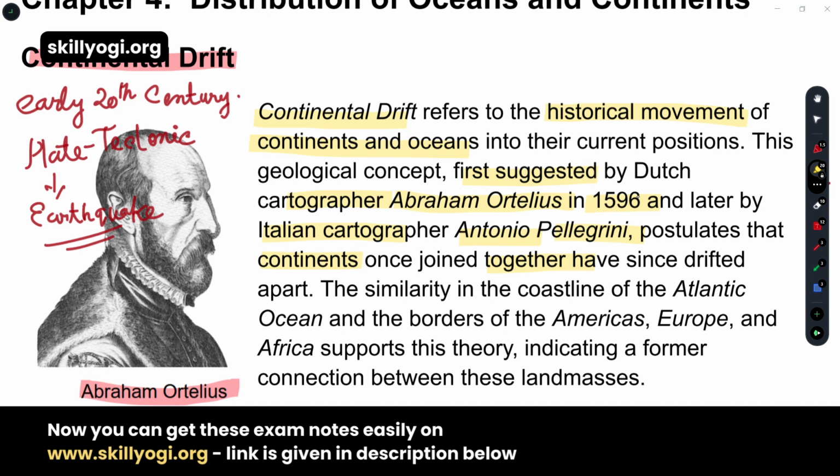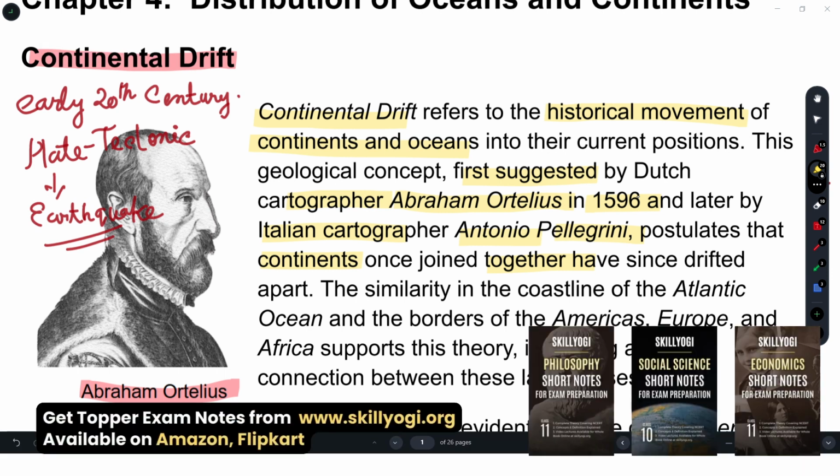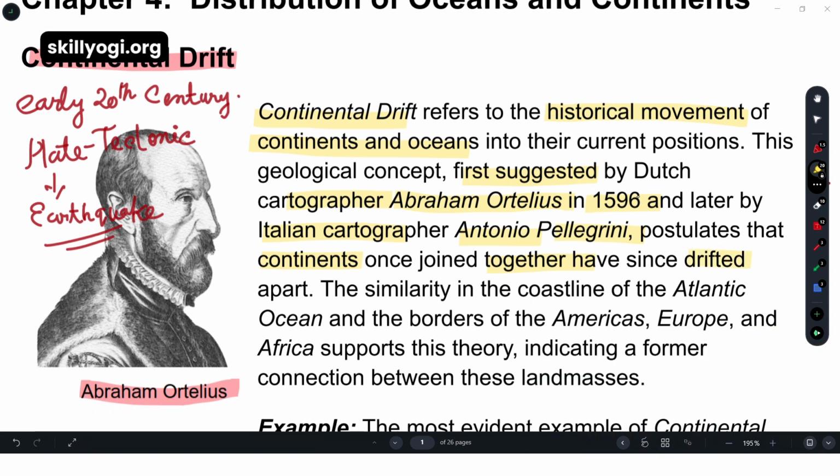That means all the continents. How many continents do we have? We know there are 7 continents. So all the continents were joined together and have since drifted apart. The similarity in the coastline of the Atlantic Ocean and the borders of the Americas, Europe and Africa supports this theory. So what is the proof for this theory?